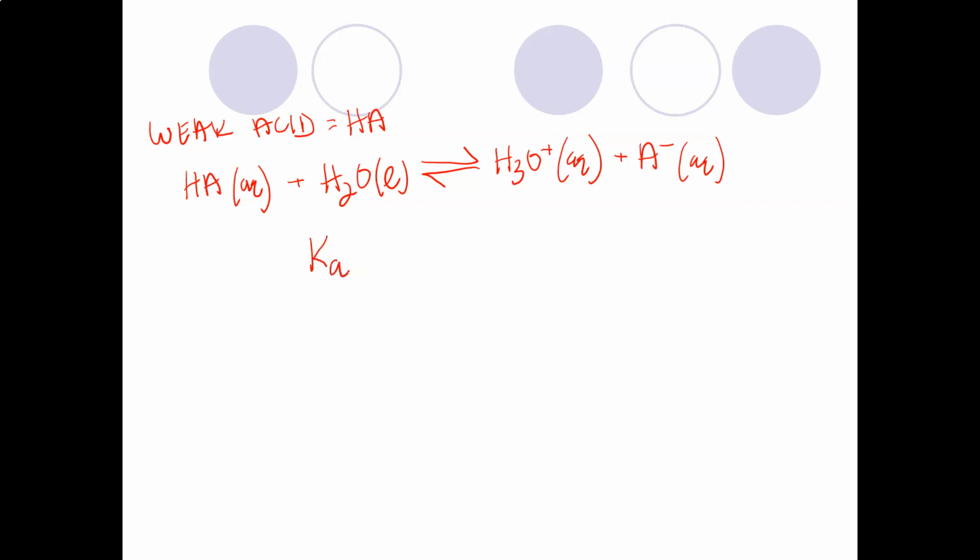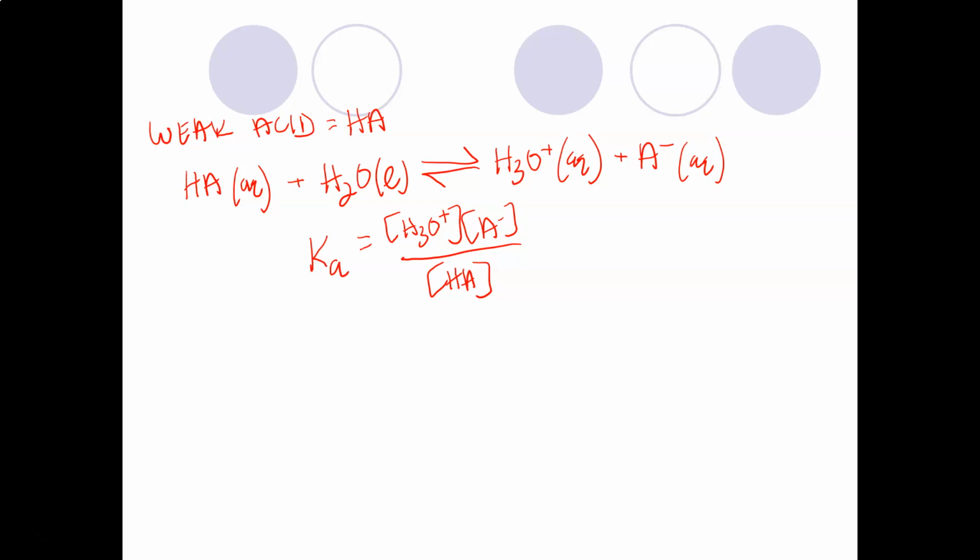Now we are going to use Ka to stand for the equilibrium constant for weak acids. Products over reactants, like we learned in chapter 15. So H3O+ molarity times A- molarity over HA molarity. Now I ignored water because water is a liquid. Liquids and solids are either equal to 1 or we're ignoring them.